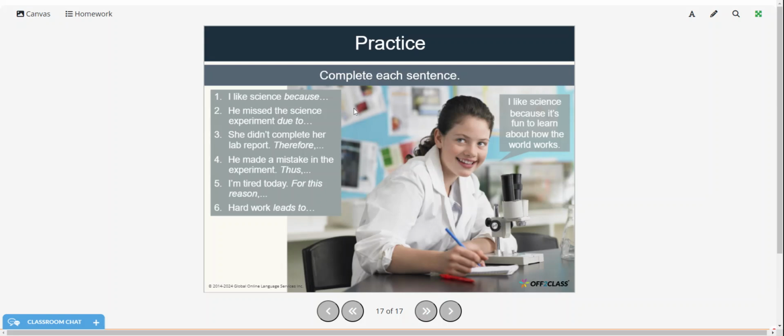All right, so now you can practice completing each sentence. So, number one is done. I like science because it's fun to learn about how the world works. And you can practice creating some of your own sentences using these sentence beginnings.